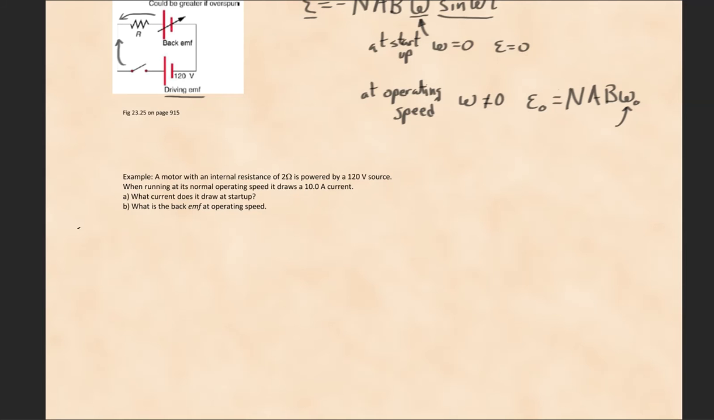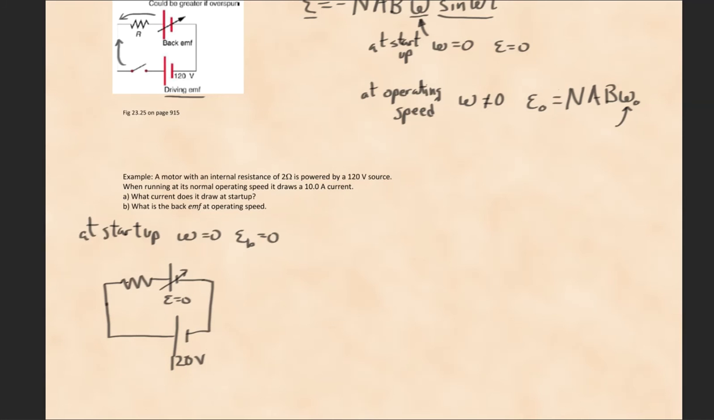So let's draw a picture of each situation. Let's start off with at startup. So at startup, omega is 0, which means the back EMF is 0. And so my circuit would look like this. The resistance from the coil of wires, the back EMF, but it is 0 at startup, and then I have 120 volts. My resistance is 2 ohms, and the question is asking me what is the startup current. So let's call this I sub S for startup current.